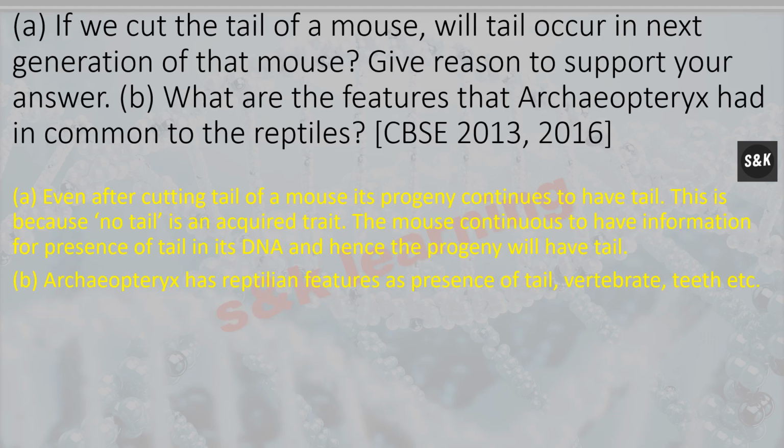If we cut the tail of a mouse, will the tail occur in the next generation of that mouse? Yes. Even after cutting the tail of a mouse, its progeny continues to have a tail. This is because cutting the tail is an acquired trait. The mouse continues to have information for presence of tail in its DNA and hence the progeny will have a tail.